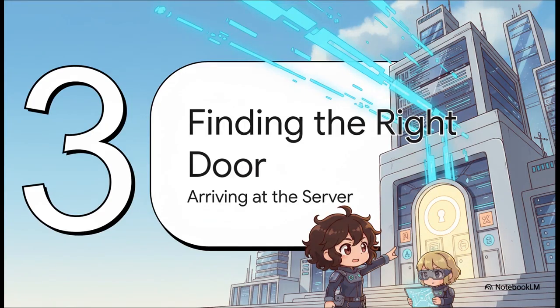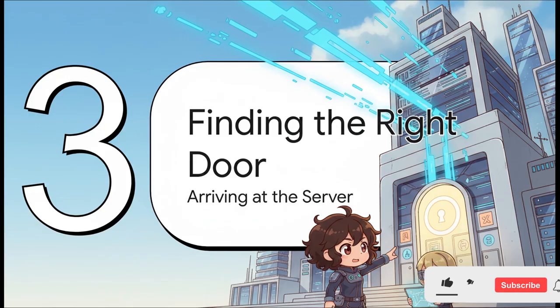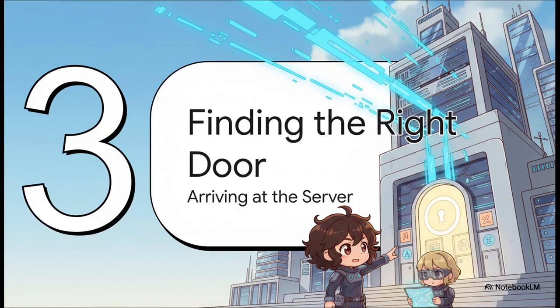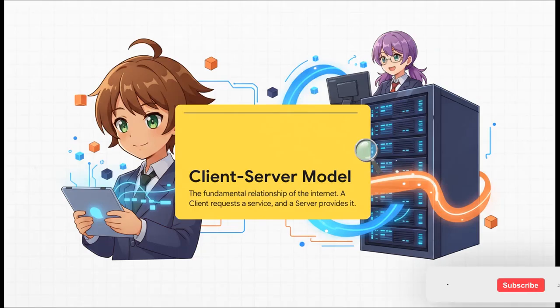So, your request zips across the internet and arrives at the location that the IP address pointed to. But getting to the right building is only half the battle. Now, we gotta find the right door. This whole thing works because of what's called the client-server model. It's actually really simple. Your device is the client, it's asking for something. And that powerful computer at YouTube holding the video? That's the server, and it's there to provide or serve what you ask for.